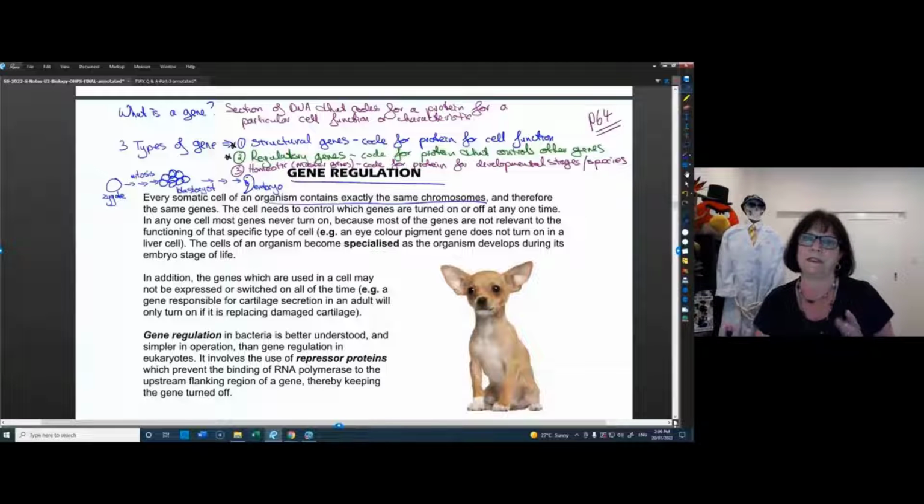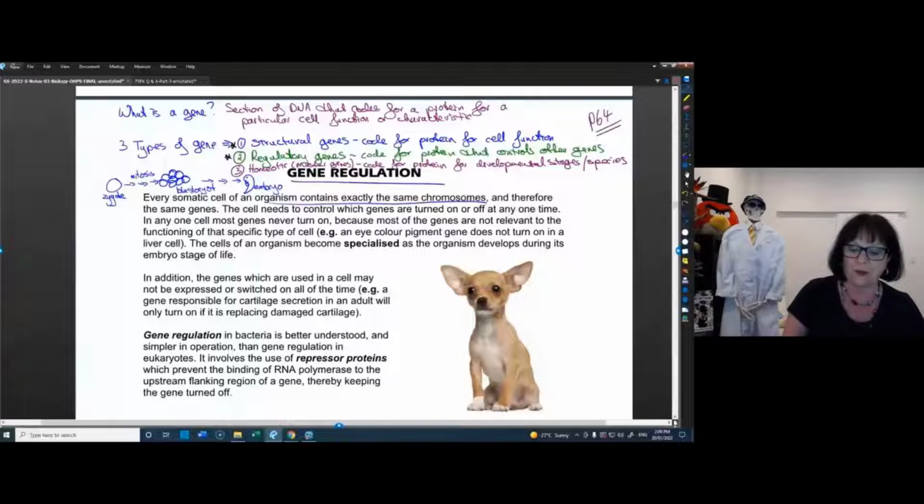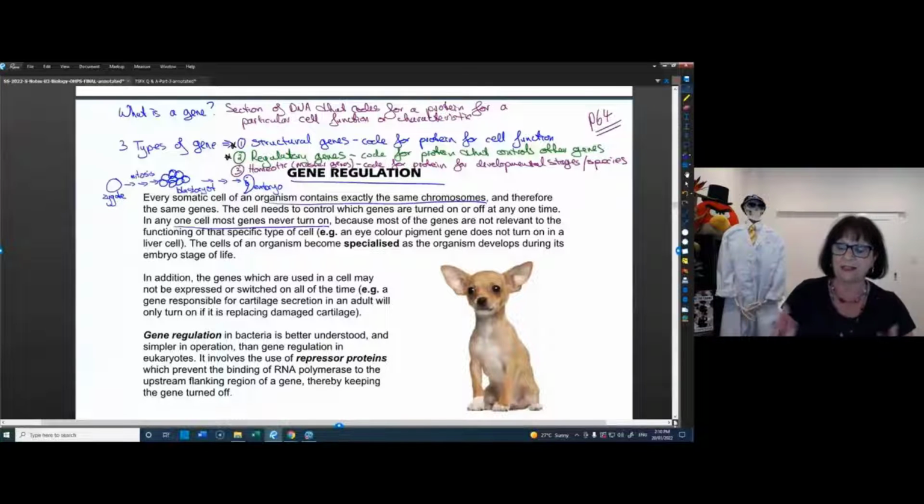Skin starts to form as skin cells, muscle starts to form as muscle cells. And yet every cell of your body has exactly the same genes, but not every gene is turned on. So in some cells, most genes never turn on. For example, in skin cells, there's muscle genes, brain genes, teeth genes. Every single gene is in your skin cells, but only the skin genes get turned on. And the others are permanently turned off, locked off.